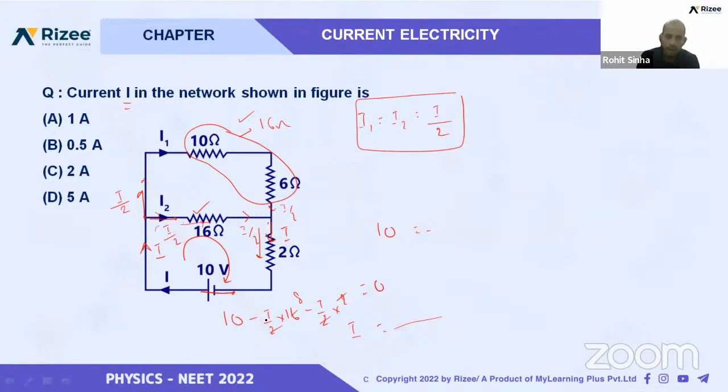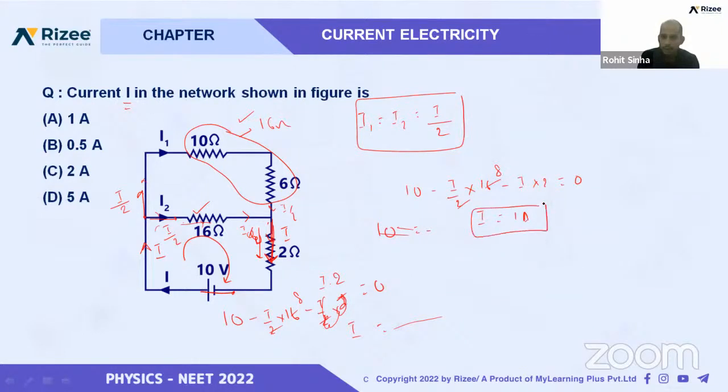10 volt minus I by 2 through this path, 16, and minus I by 2 through this path. Okay, oh, here it is not minus I by 2, here it is I into 2. Current I is flowing here, current I is flowing here. So we can write 10 minus I by 2 into 16 minus I into 2 is equal to 0. You will solve it and you will get I is equal to 1 ampere.